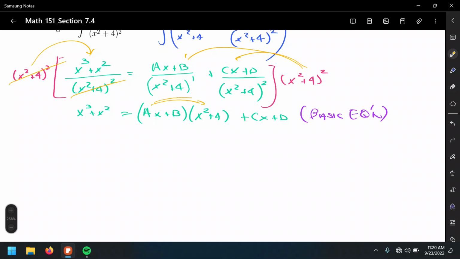I'm going to distribute, distribute, distribute, distribute. x cubed plus x squared equals Ax times x squared, isn't that Ax cubed? Ax times 4, 4Ax, and then B times x squared, that's Bx squared, and B times 4, that's 4B. So that's the distribution or the foiling for the first term. Well, there's nothing else to do for the other two terms.